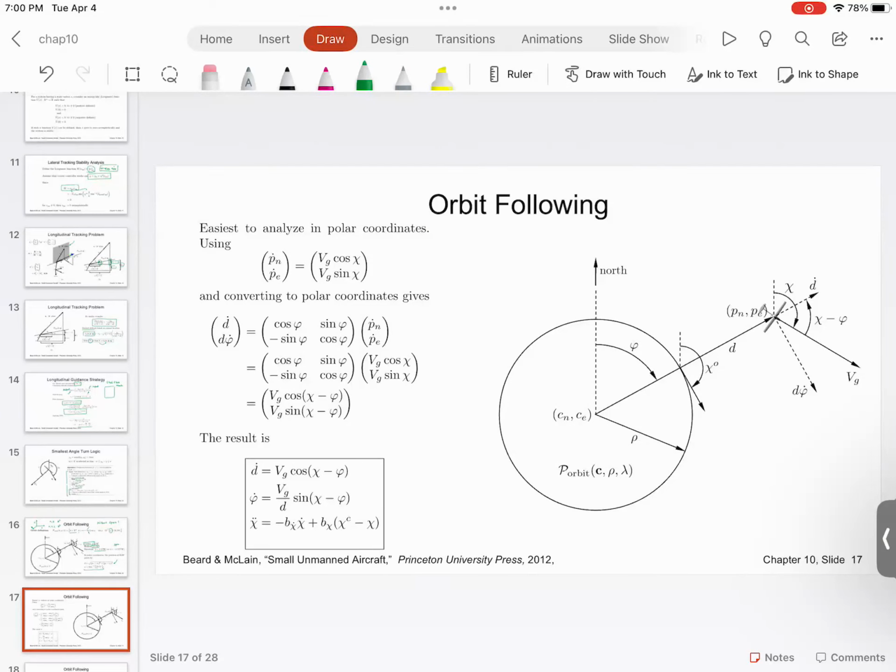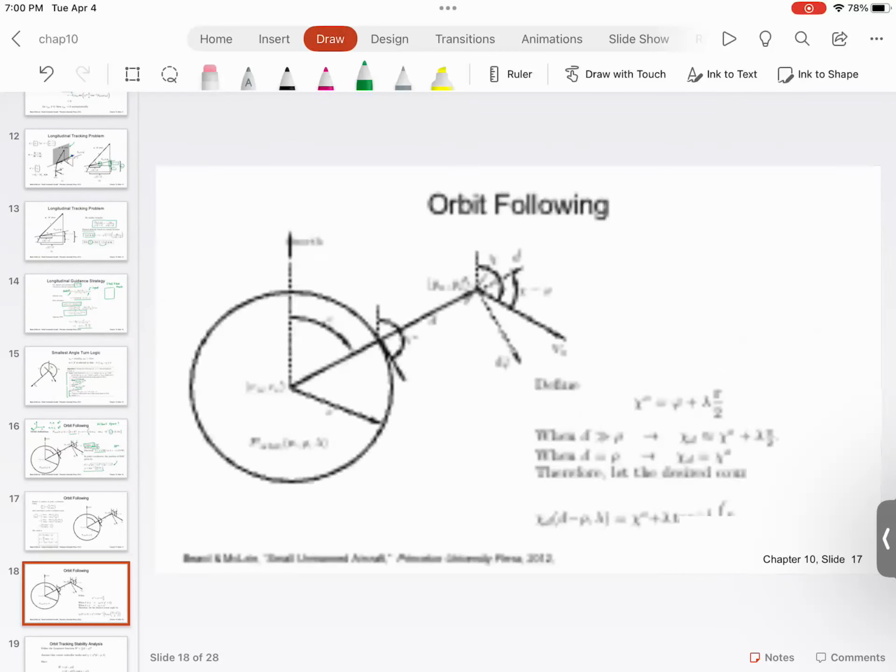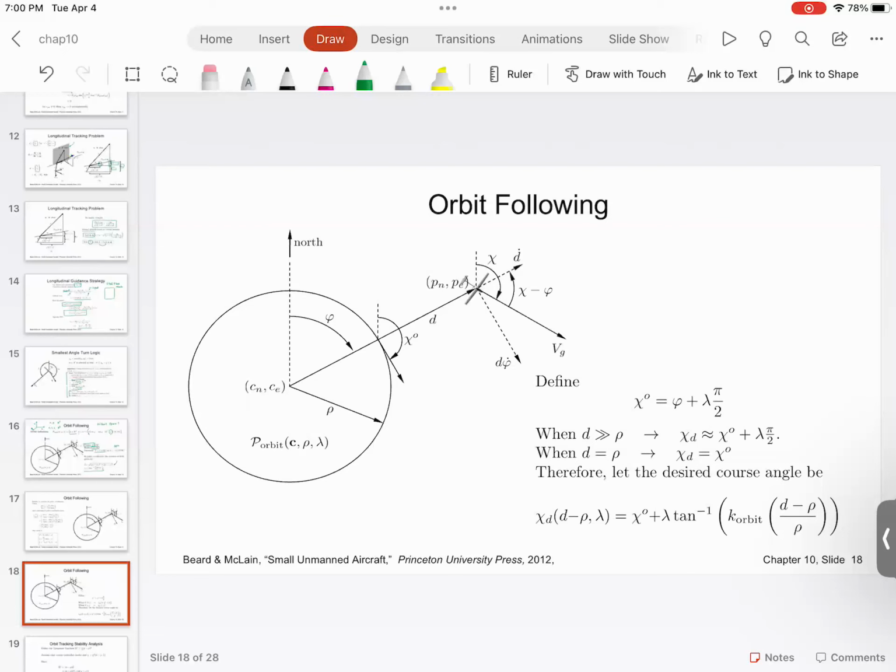If I control these, what that means is the path of the UAV will be a circular path. If it tries to go outside the circle, there will be a correction in heading and a correction in the spin, so that the UAV will come back to the circle where it's supposed to be. And that exactly is what happens in orbit following.